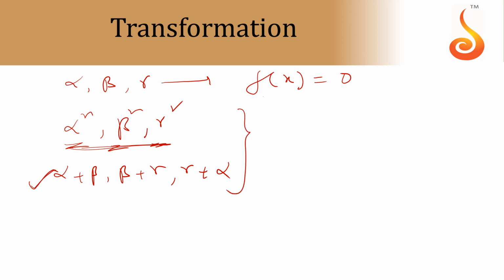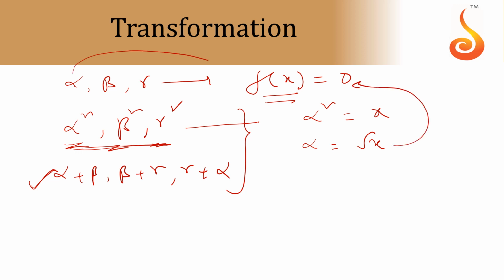So by using f of x, you can develop the required equations. The procedure is, in the first one, take any one root as x. So alpha will be root x. Take it because alpha is a root of this, no? So f of alpha must be equal to 0. This implies f of root x must be equal to 0. Simplify and eliminate root x.